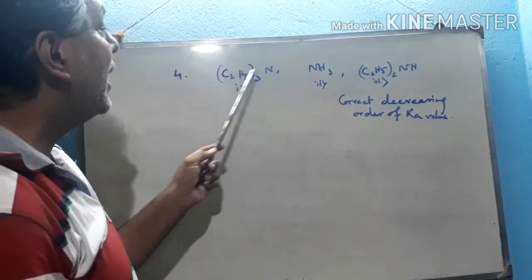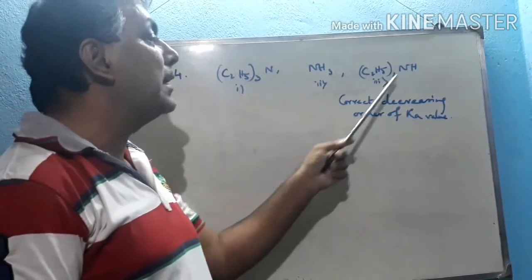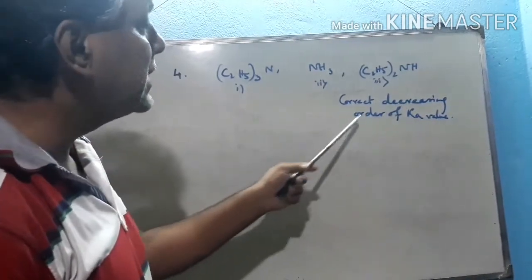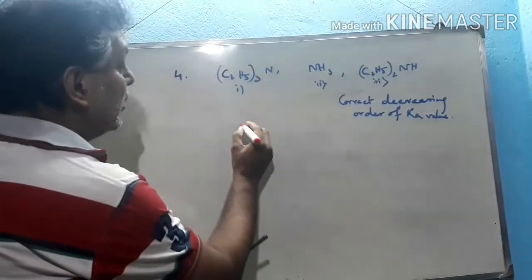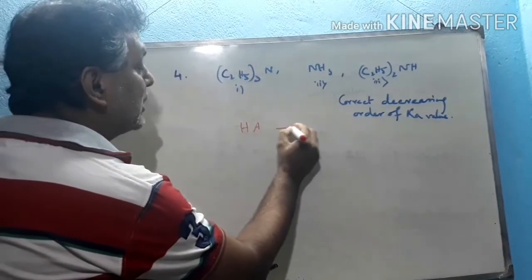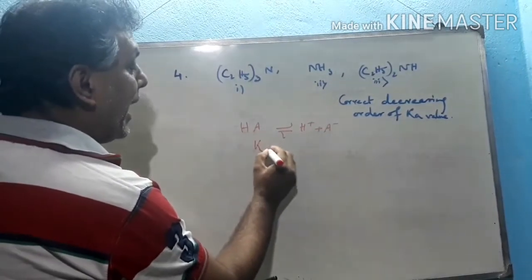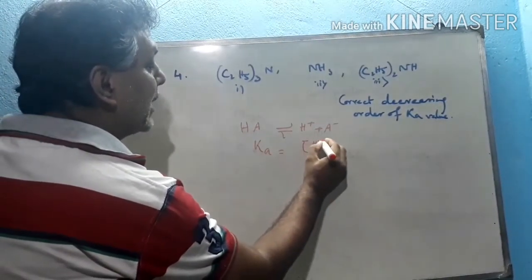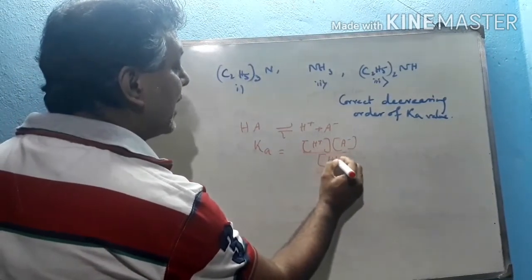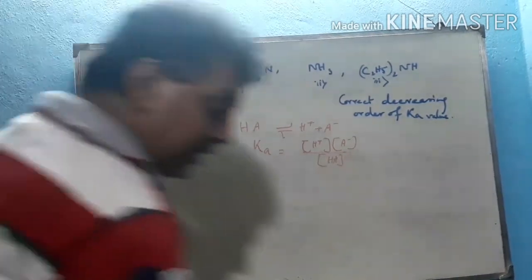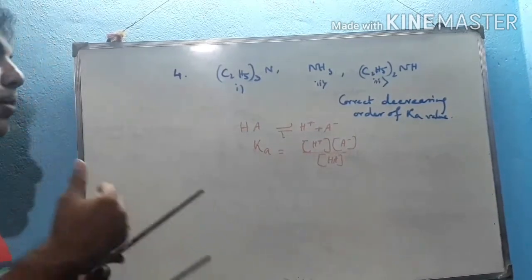These three are the compounds. One is triethylamine, second is ammonia, and third is diethylamine. Arrange the correct decreasing order of Ka value. How can we consider the Ka value? An acid when it dissociates forms H plus and A minus. So Ka can be calculated as the concentration of H plus times A minus divided by the concentration of HA. This is the expression of Ka. Ka is the dissociation constant of the acid. The higher the value of Ka, the higher the acid strength.